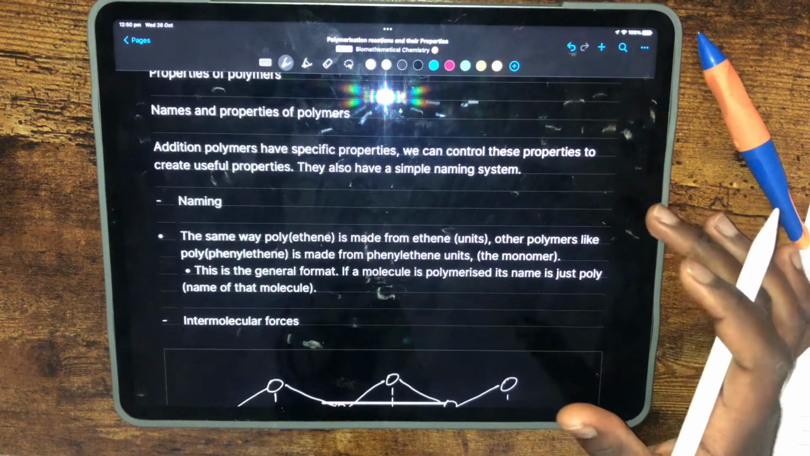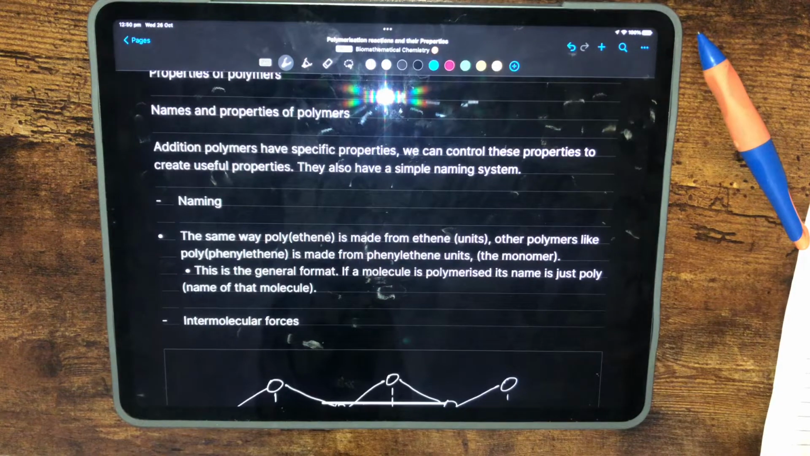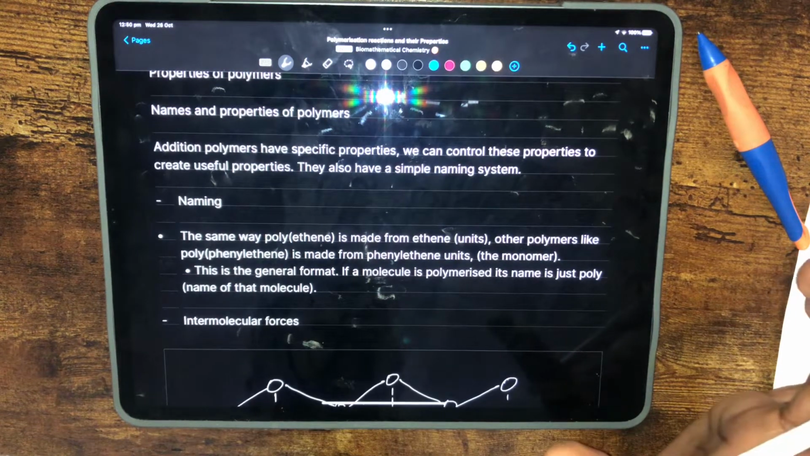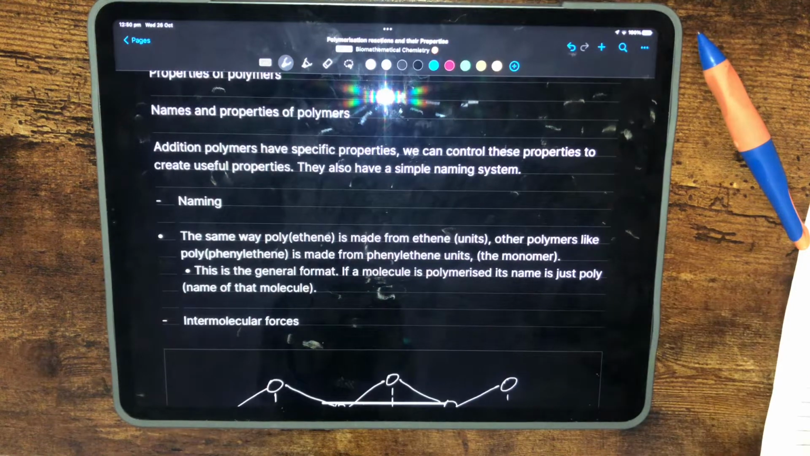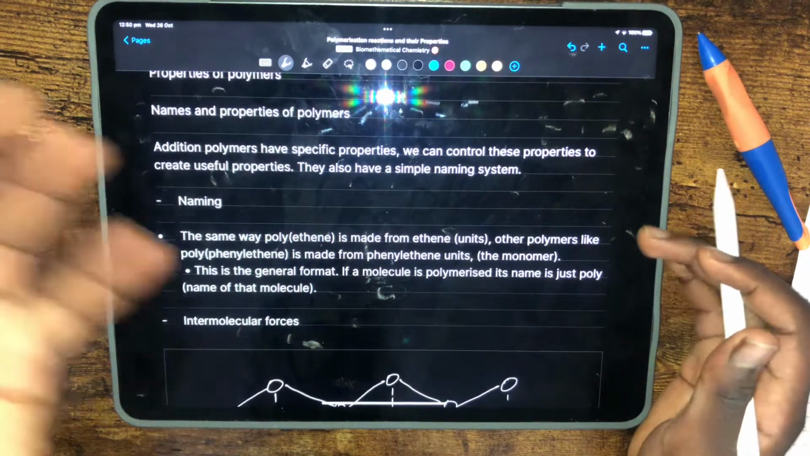The naming is done the same way. Polyethylene is made from ethene units. Other polymers like polyphenylethene are made from phenylethene units. One unit of a polymer is just called the monomer, and many repeating units of the monomer make the polymer. You call it poly and then the monomer name. So if phenylethene is the monomer, the polymer would be polyphenylethene, and that's it. This is the general format: if a molecule is polymerized, its name is just poly and then the name of the molecule.